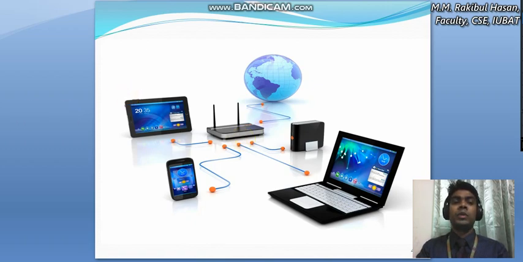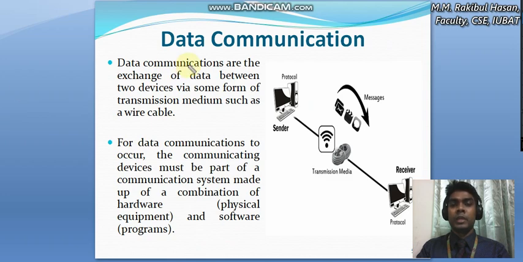Now the next topic we have is data communication. Let's see what is data communication, the definition first, then I'm going to explain the components of data communication. Data communication is the exchange of data between two devices via some form of transmission medium such as a wire cable. So the definition is very simple.